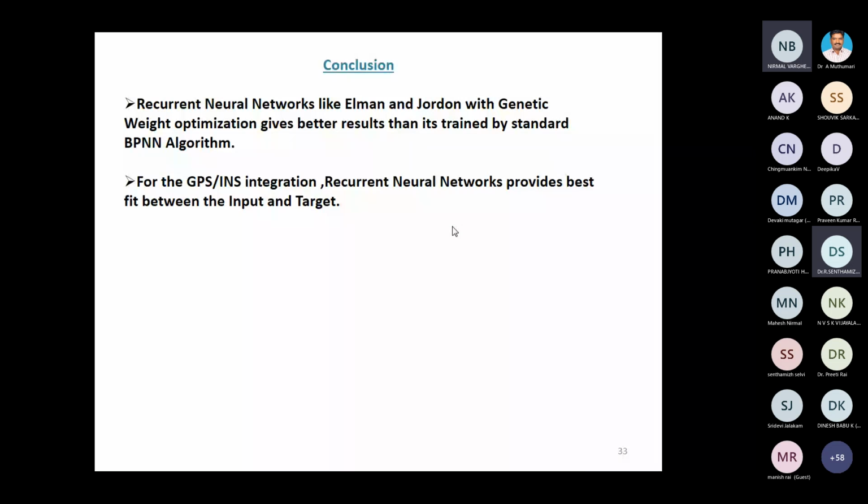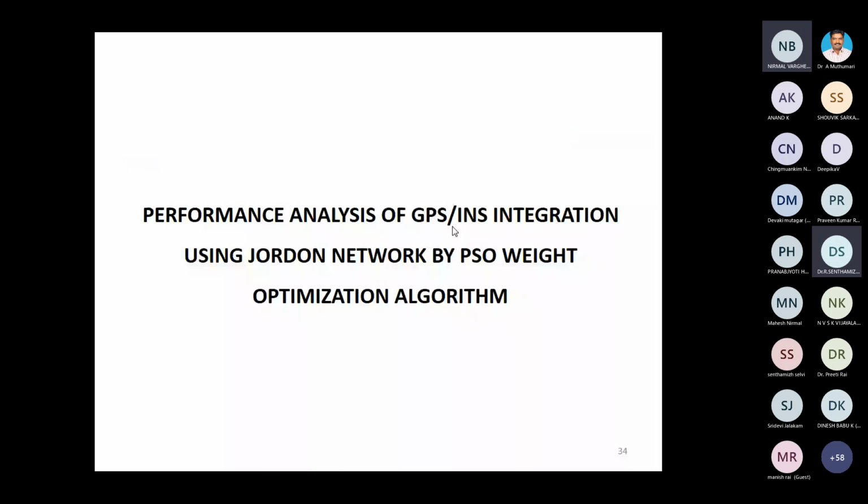What is the next one? See, the next is the same concept of architecture and system configuration. The only difference is, instead of the genetic algorithm, I am going to apply the particle swarm optimization algorithm.